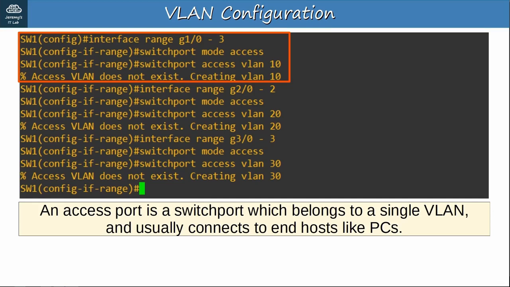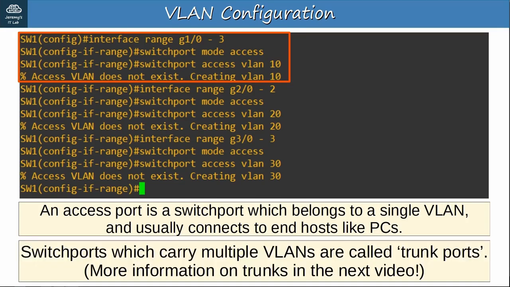There is another important type of switch port called a trunk port. Switch ports which carry multiple VLANs are called trunk ports. I will cover trunk ports in depth in the next video, but for today's video, we will focus only on access ports and take it step by step. A switch port connected to an end host should enter access mode by default. However, it's always a good idea to explicitly configure the setting and not rely on auto-negotiation of port type.